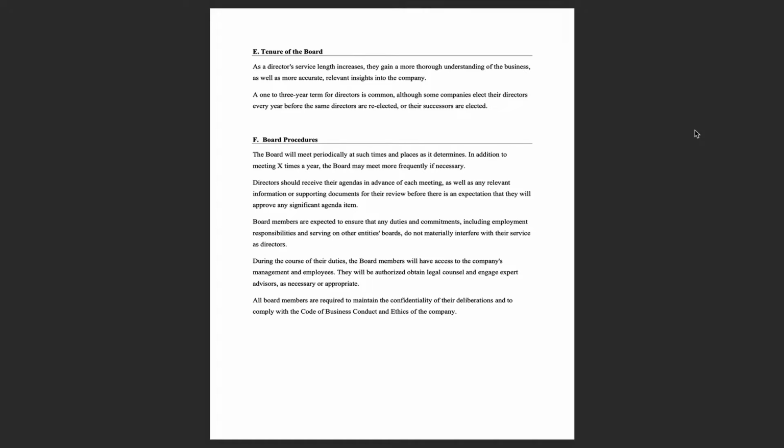Next, we want to talk about board procedures, and this is going to give you a flavor of some of the steps that the board and its members and its committees need to take in order to fulfill their duties. So for example, the board will meet at least X times a year. However, if necessary, if they need to approve items that are urgent that could not wait till the next meeting, they will meet more frequently.